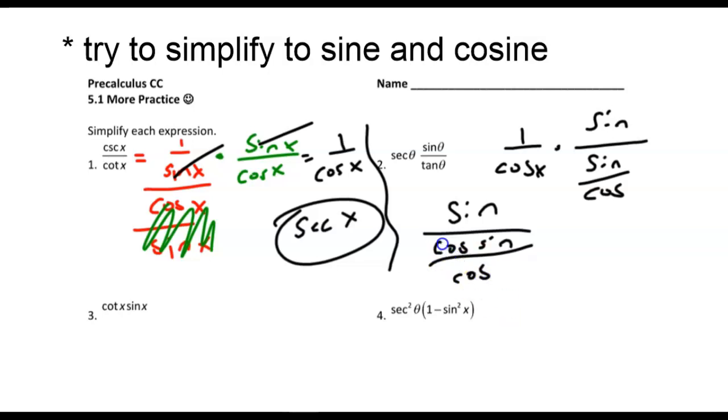So if you look, that's division, that cancels. So I'm left with sine over sine, which equals 1. All right, sine over sine, which is 1. There are so many different ways you could do this.